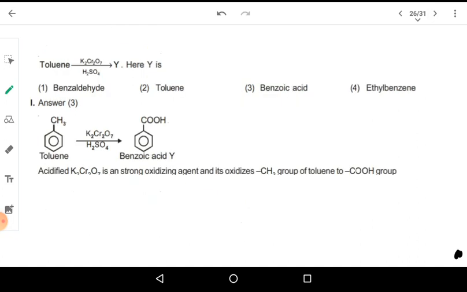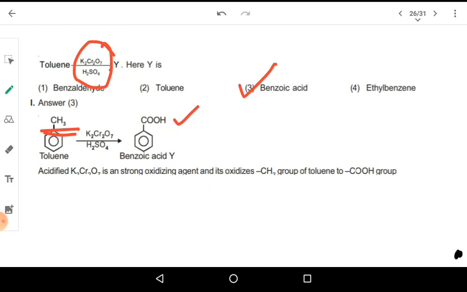Now this is the last question. Toluene is reacting with K2Cr2O7 in the presence of H2SO4 to give us a compound Y. What is Y? This is a strong oxidizing agent, so it will convert the CH3 group into COOH, so we will be getting benzoic acid as the final product. So these are some of the important questions related to benzene, and with this we are completing the chapter hydrocarbons.